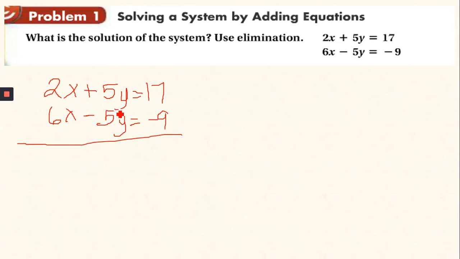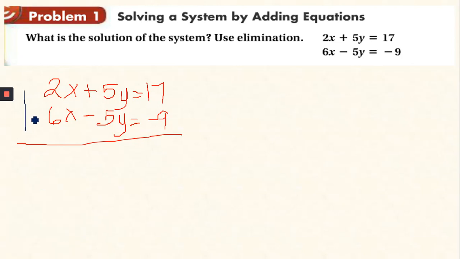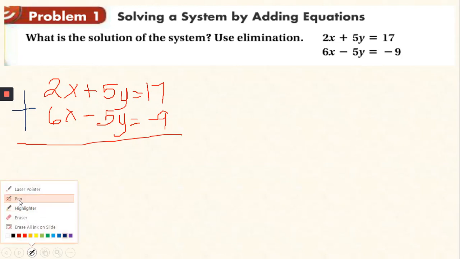Okay? How about your variable y? What is the coefficient of your first y here? It is positive 5. How about here? It is negative 5. Is negative 5 the opposite of positive 5? Yes. So meaning to say, we can eliminate your variable y here through addition. Meaning, we're going to add the two equations. Okay? That is elimination through addition.